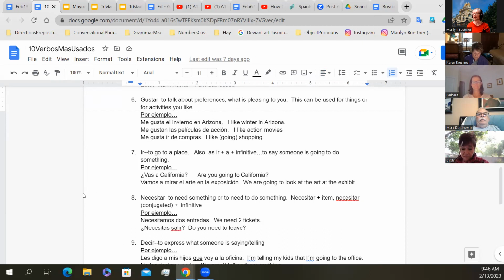Remember, out of gustar, ir, necesitar, and decir, out of those 4 verbs, gustar is the oddball out of the group because you will not use it as gusto or gustamos. You will use it as gusta and gustan, right? So that's the oddball out of that group of 4 verbs. So you need to have examples like what you had here. It needs to be singular because it really means to be pleasing.